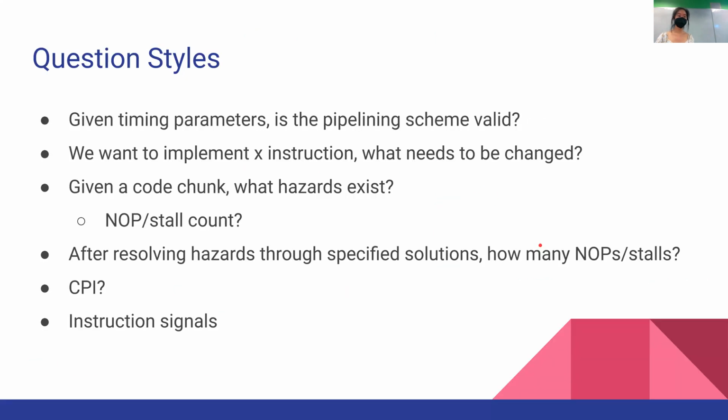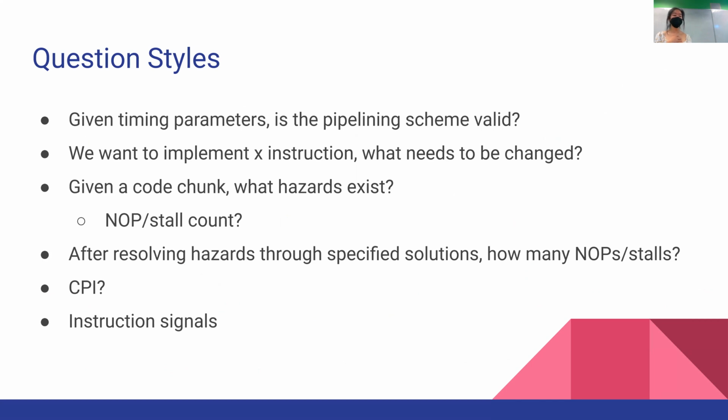Okay, so just going through some general question styles, because with data path and pipelining questions there is some creativity that goes in. If you look at the Spring and Summer 2021 exams, especially Spring 21, it looks pretty different. Some questions ask how things would be affected if the data path looked different. But some pretty standard ones are: if you're given these specific times for each component, is the pipelining scheme valid? AKA, does it obey timing conventions?